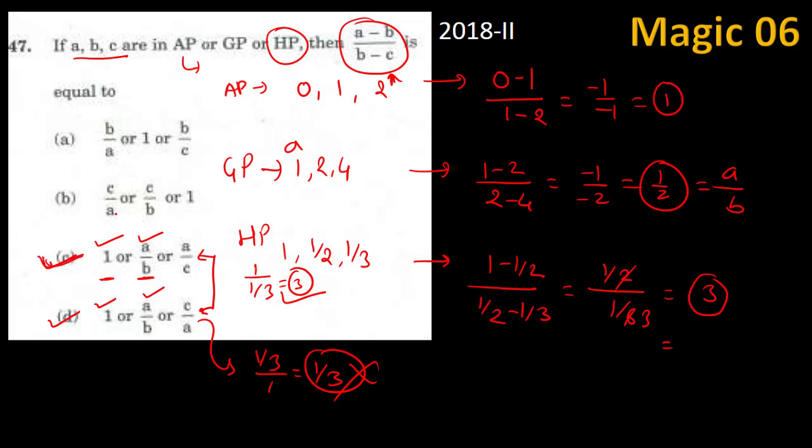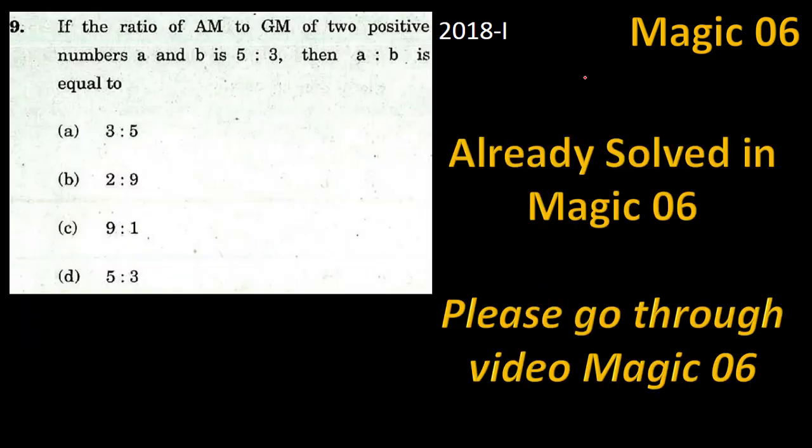Getting? Yes. So this is done for AP, this for GP, and this for HP. Magic 06, the substitution method, I have given the trick already. This question from 2018, I have already solved. Please go through this question. The correct option is C.